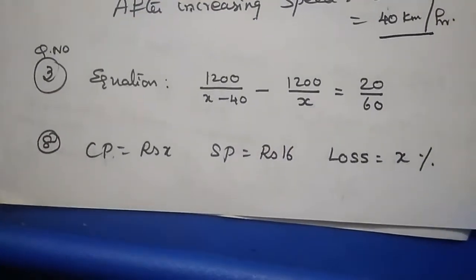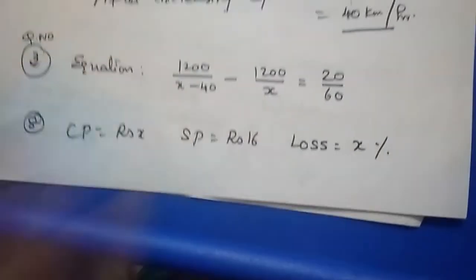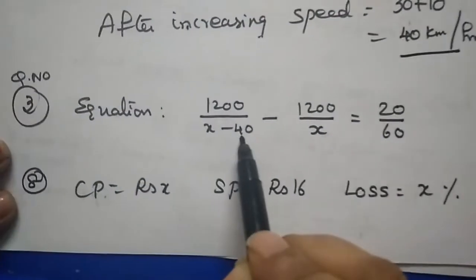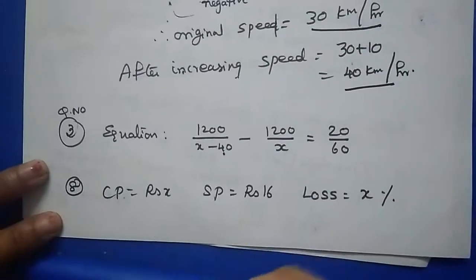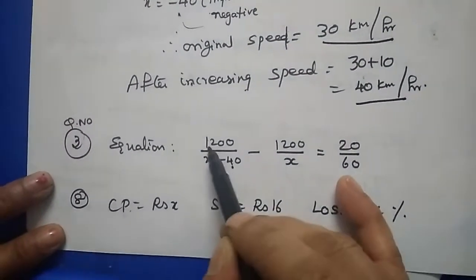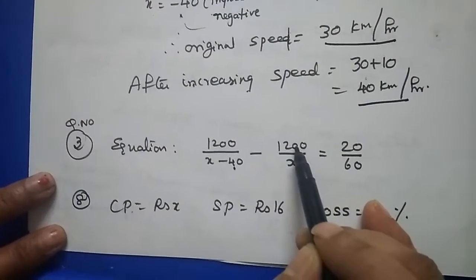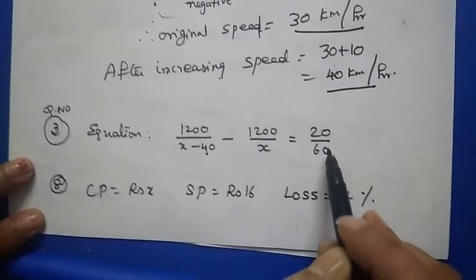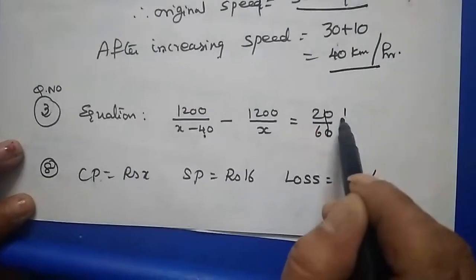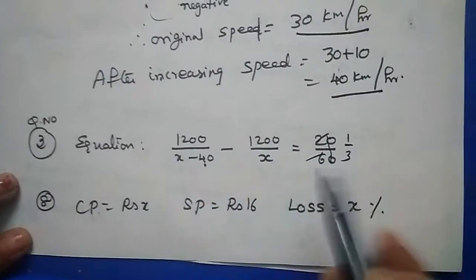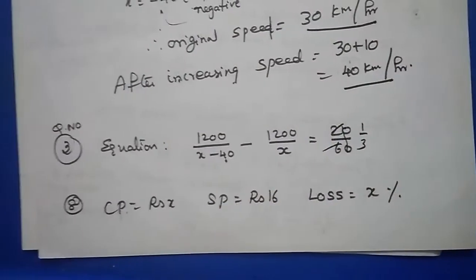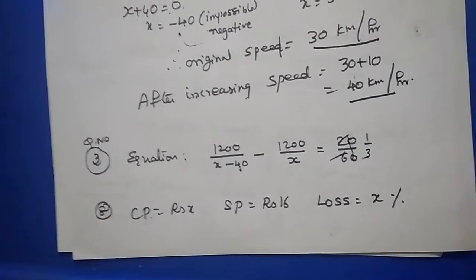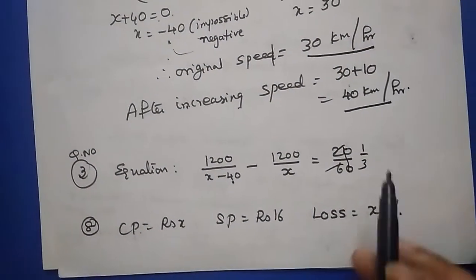Yes, question number 3, the same equation you have to take like this. I gave the hint only because the speed decreased by 40 is given, so that should come first. The speed decreases, time will increase, so you have to take this one first. 1200 by x minus 40 minus 1200 by x is equal to 20 by 60. You can cancel this and take it as 1 by 3. Then solve it, you will get the speed. So if speed decreases, when the speed is less, time will be more, and when speed is more, time will be less. You have to remember this point.